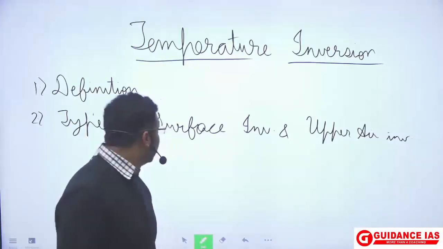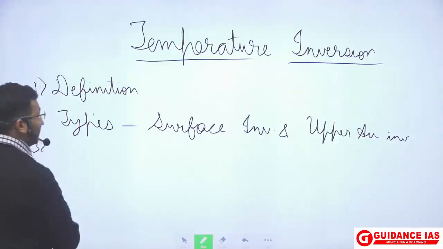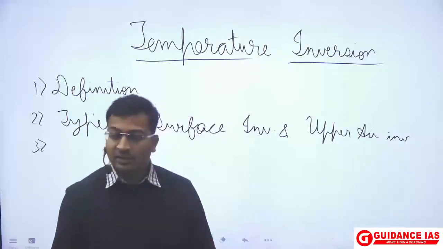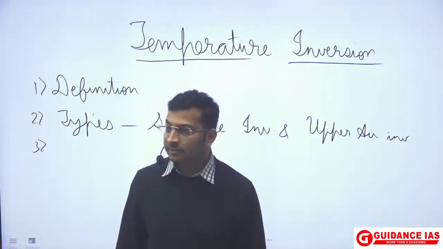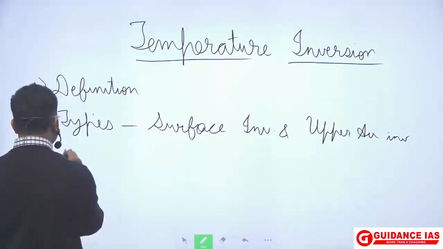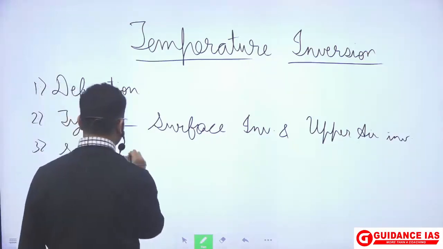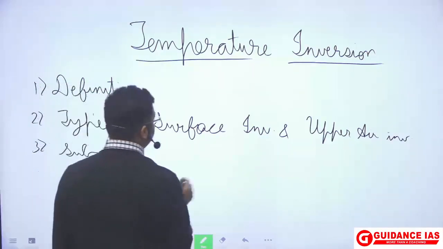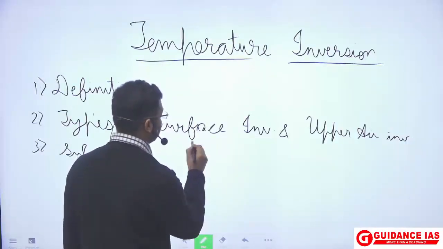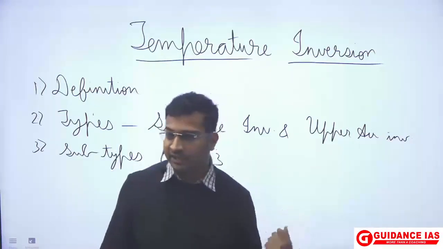Okay. The third thing that we will be looking at is the subtypes of these two inversions. The surface inversion has three subtypes. The first one is the radiation inversion.